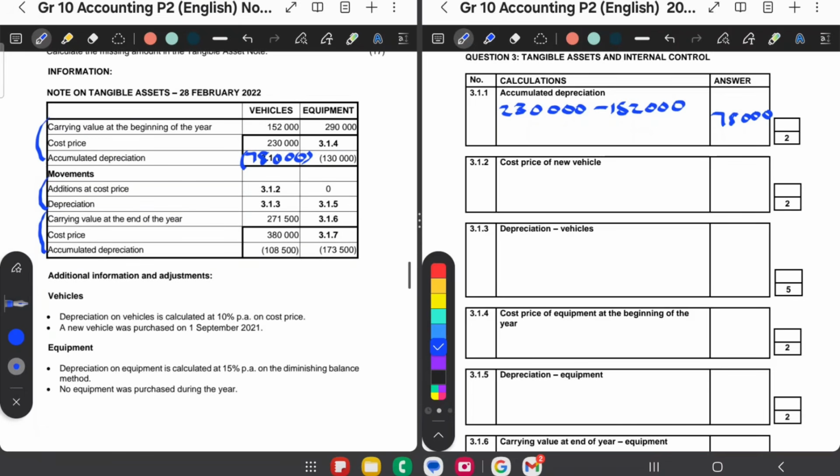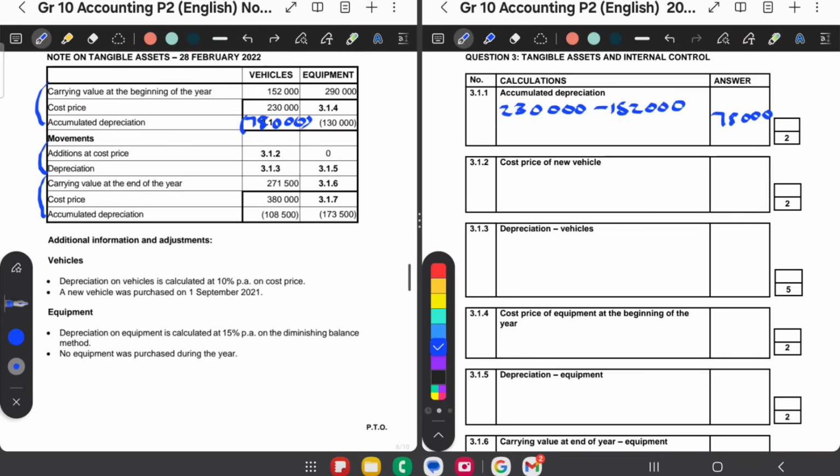Okay, next 3.1.2 is additions at cost price. So let's see, did we buy any new vehicles? Let's go read our information. Here's vehicles. It says depreciation on vehicles is calculated at 10% per annum on the cost price method. Okay, that doesn't help us. And here it says a new vehicle was purchased on the 1st of September. But they don't tell us how much this vehicle costs. Okay, so let's look for another way to calculate that.